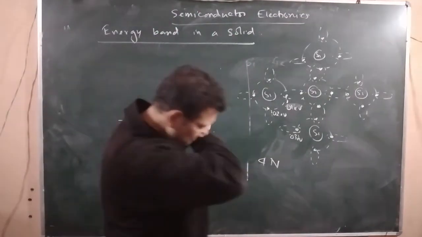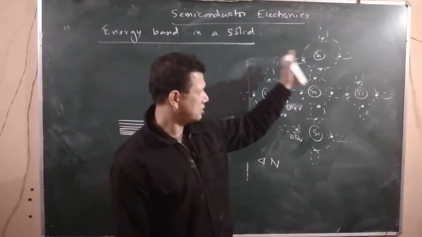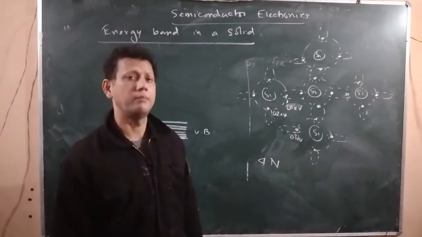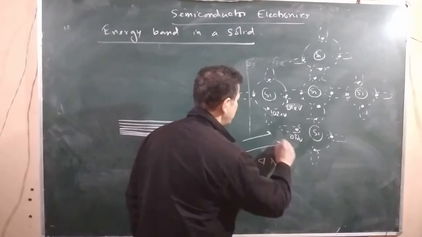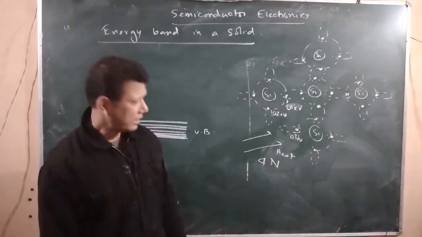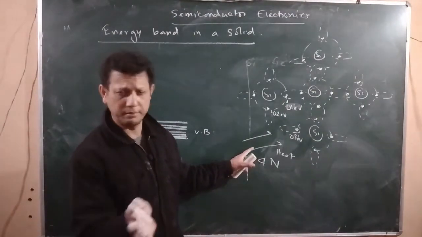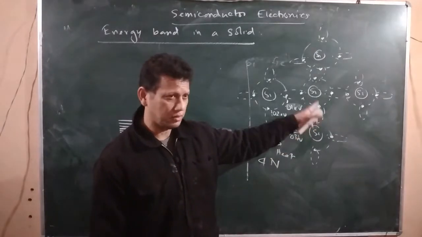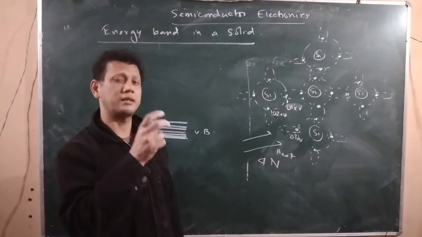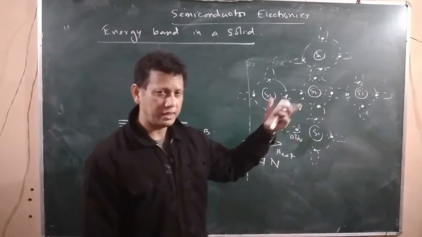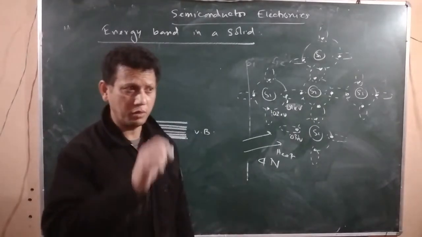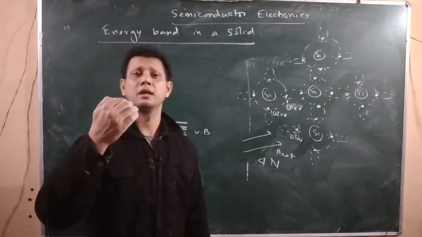Now you see, all these electrons are in covalent bonding, and as long as they remain in covalent bonding we call them valence electrons. Now suppose I provide energy from outside in the form of heat, thermal energy. As soon as you provide thermal energy, these valence electrons will absorb that external energy and gain energy. They will break the bonding and will no longer be in a covalent bond, because they have gained extra energy.